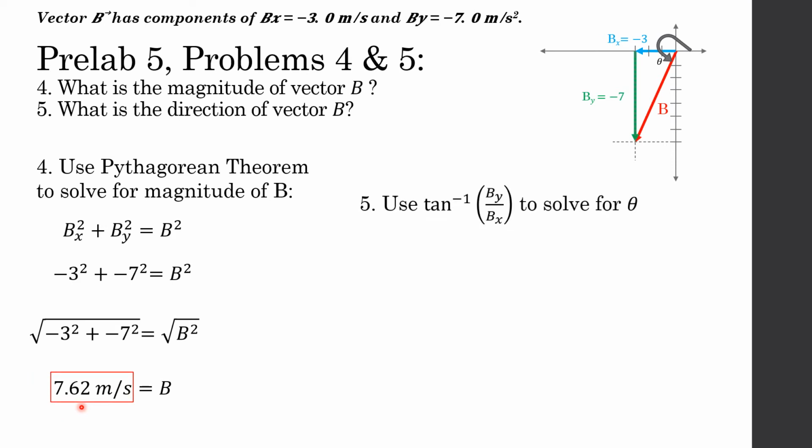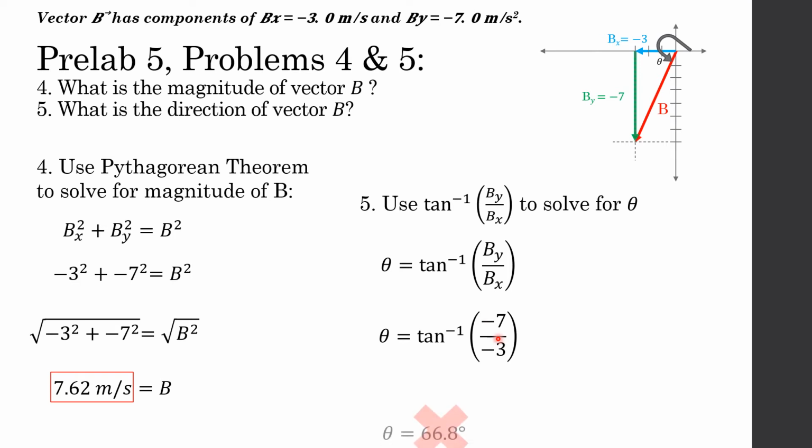Now for number 5, we're going to use inverse tangent of our y component over our x component to solve for the angle. Okay, so you can see here, we're solving for our angle, right? And we're using arctangent to do it. We plug in our y component, divide by our x component, and we initially, from our calculator, get that the angle is 66.8 degrees. But then, of course, we come over here and we look at our handy-dandy drawing and we see, hey, that's not right.